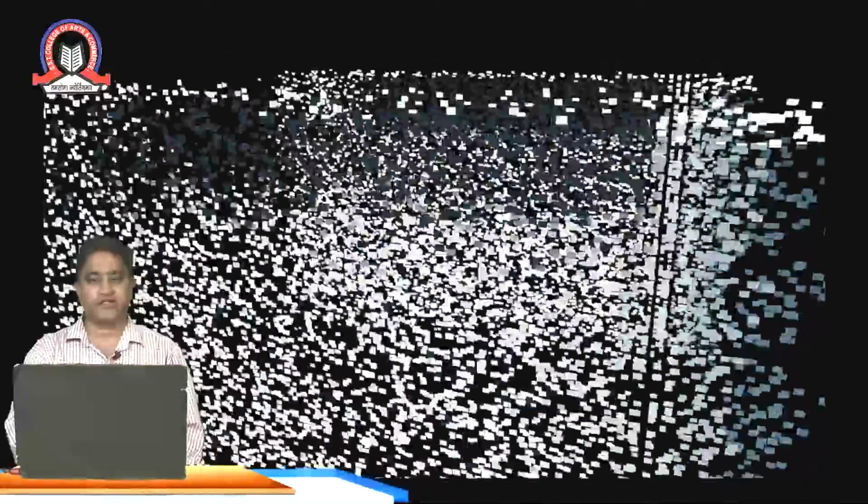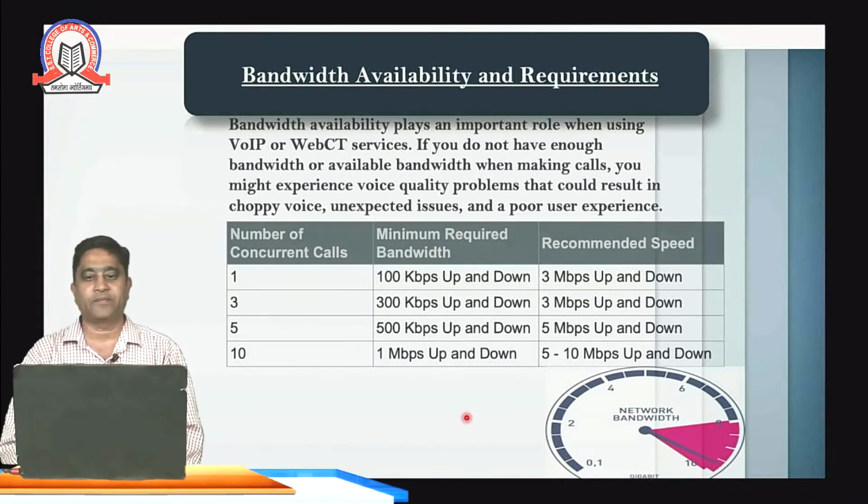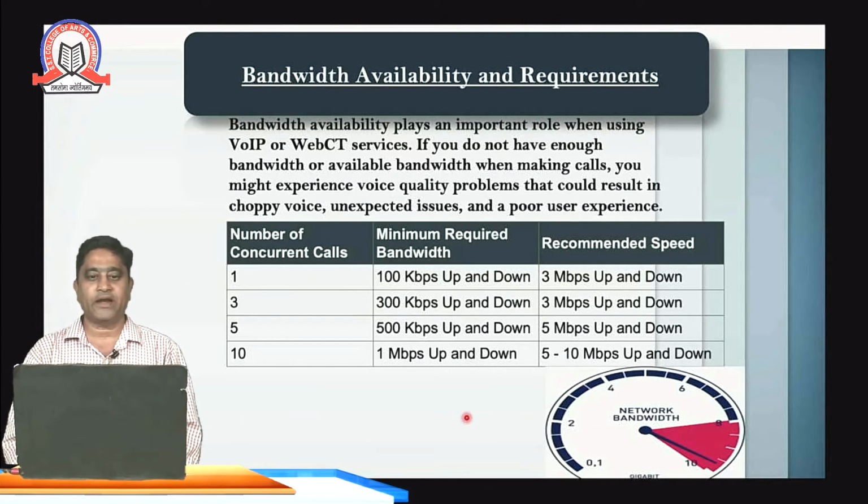Coming to this next important slide, what I am discussing is bandwidth availability and its requirement. Bandwidth availability plays a very important role while using VoIP or WebCT services. If you don't have enough bandwidth or the available bandwidth is lesser, then there would be a problem related to uploading or downloading of documents. We would have problems with the voice of the person who is speaking, or where a communication is going on, or there would be interruption in the voice or cracking of the voice, and there would be poor connectivity.